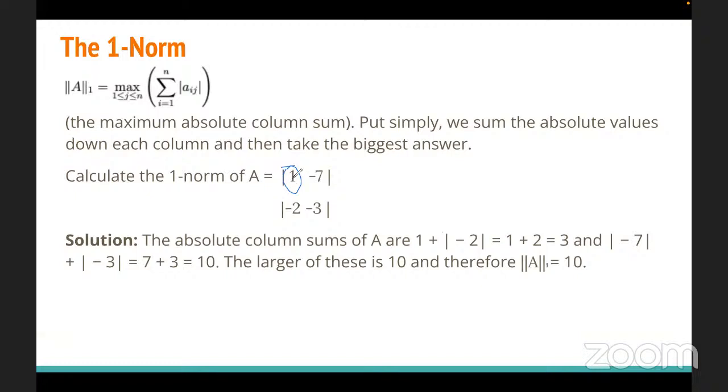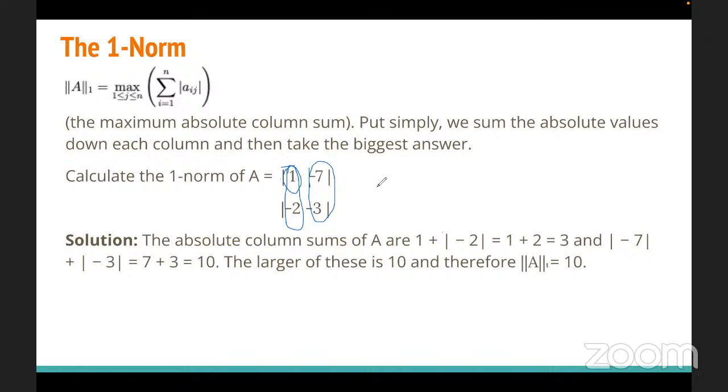All right, so it means we add the absolute values together, which is what we do here. 1 plus the absolute value of minus 2 will be 2, so 1 plus 2 gives us 3. Then 7 plus 3. We ignore whether it is positive or negative, so this is 10, right? In this case, 10 is larger. Therefore, the norm of this matrix is 10. So this is the one norm.